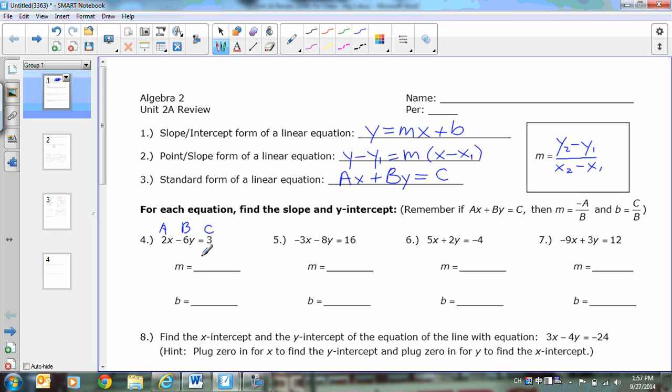All right, so let's find the slope of this line. We're going to take the opposite of A and divide it by B. Now, A in this case is positive 2, so its opposite is negative 2. B, remember, is negative 6. Don't forget about that negative in front of the term. And then negative 2 divided by negative 6 will reduce to positive 1/3. All right. Now, to find the y-intercept, we're going to take C divided by B. So in this case, that would be 3 divided by negative 6, which reduces to negative 1/2.